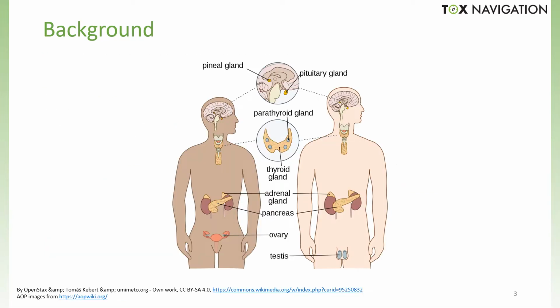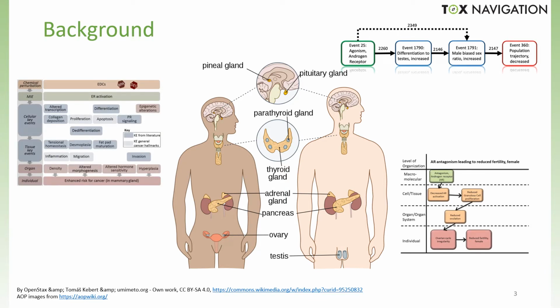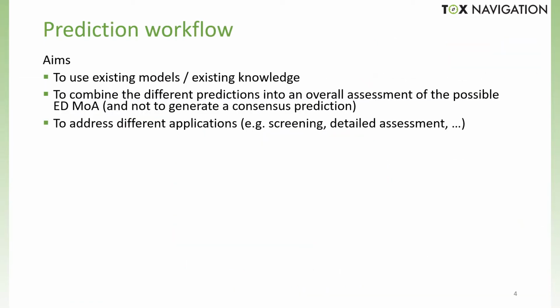Well, the issues are that the endocrine system is a complex system which involves multiple glands, multiple modes of action, and multiple AOPs. This means that multiple models have to be employed, each of them able to address a specific part of the whole system.